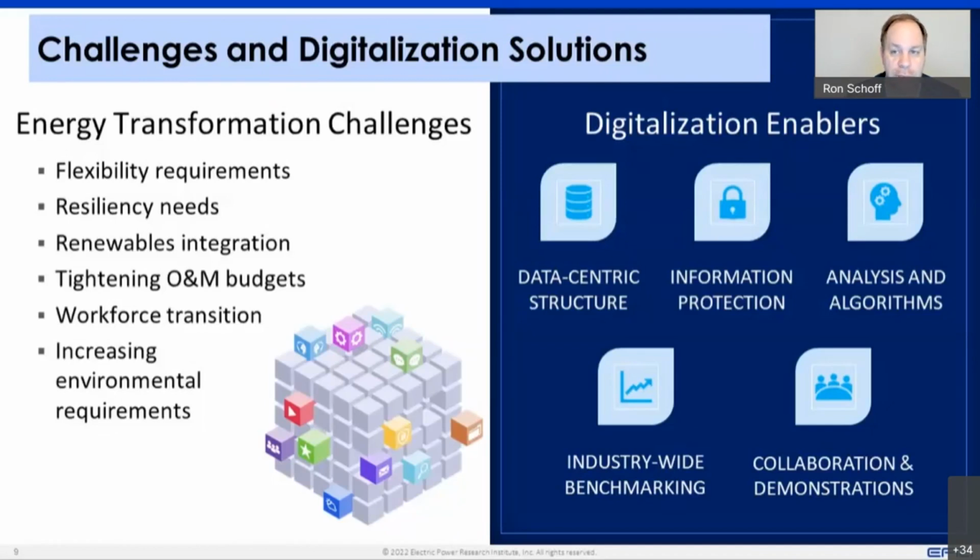The integration of renewables has been a critical challenge, but again, as we go forward, the integration of energy storage and the dispatchability of those assets is becoming increasingly important. We know every energy supply operator is tightening their operations and maintenance budgets. Of course, it's an increasingly competitive market, and thin margins make or break the profitability of assets.